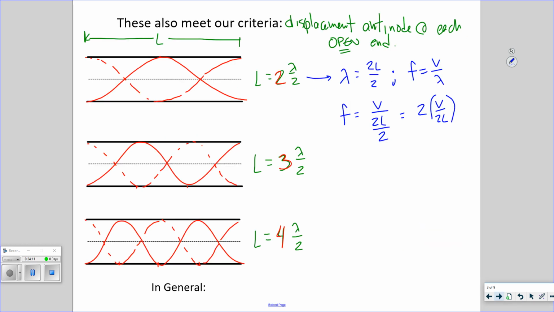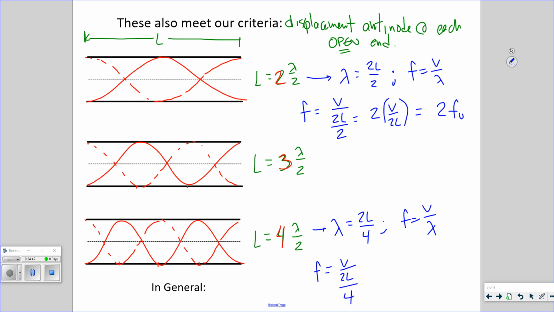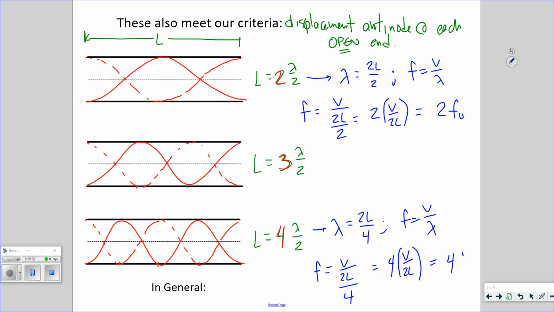This frequency is twice that. And so this frequency is twice F naught. I'll do that again for the last one down here. Look, so now this wavelength is 2L over 4. And if F is V over lambda, then F is V over 2L over 4. And that's 4 times V over 2L. And oh yeah, V over 2L was the fundamental frequency. So this is 4 times the fundamental.